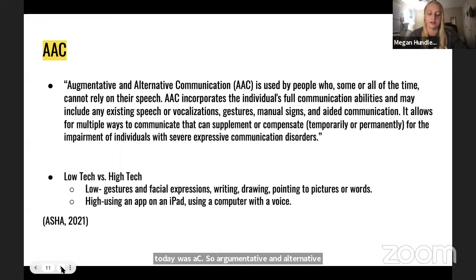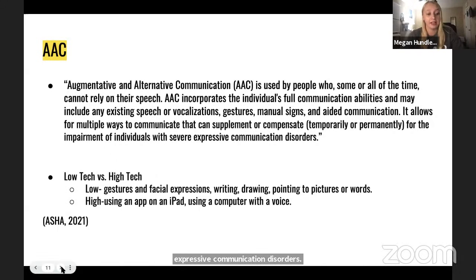This is the definition according to the American Speech-Language-Hearing Association. Augmentative and alternative communication is used by people who some or all of the time cannot rely on their speech. So it incorporates the individual's full communication abilities, and it can include any existing speech, vocalizations, gestures, manual signs, and aided communication. It allows for multiple ways to communicate and can supplement or compensate, either temporarily or permanently, for impairment of individuals with expressive communication disorders.